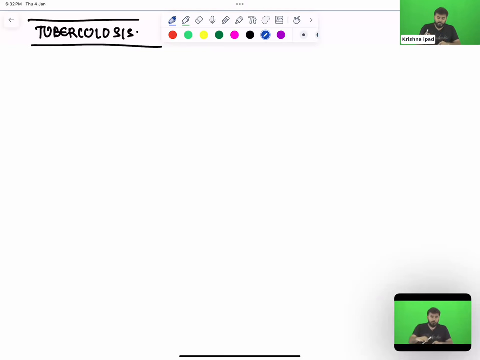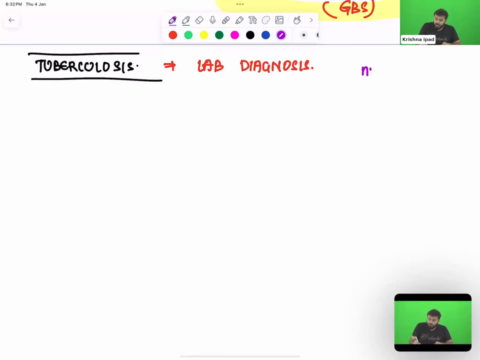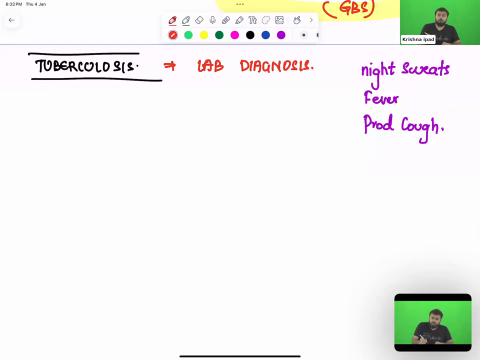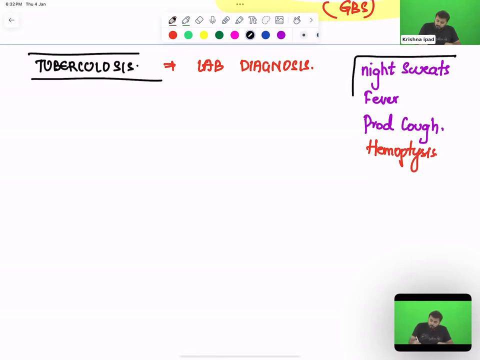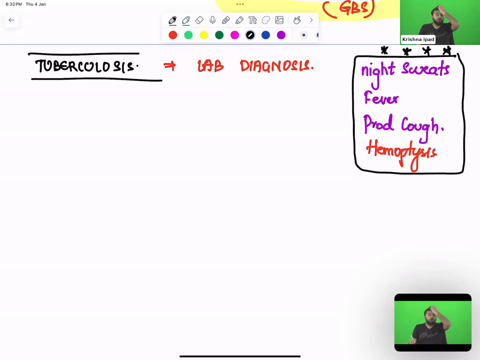If any patient is complaining to you, doctor, I have night sweats, I have fever, and I have productive cough. Most of the time, patient will tell, doctor, whenever I'm coughing, even blood is also coming. So he will also tell about hemoptysis. So guys, from now onwards, if you remember these complaints, I'm telling you, most of the time, this will be a TB patient.